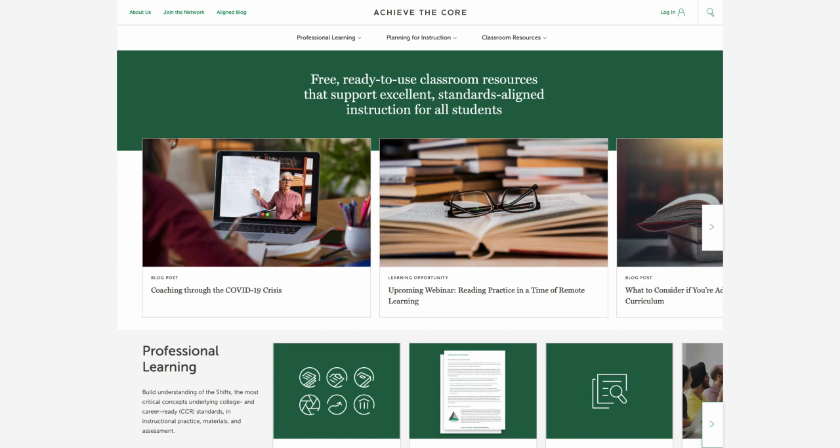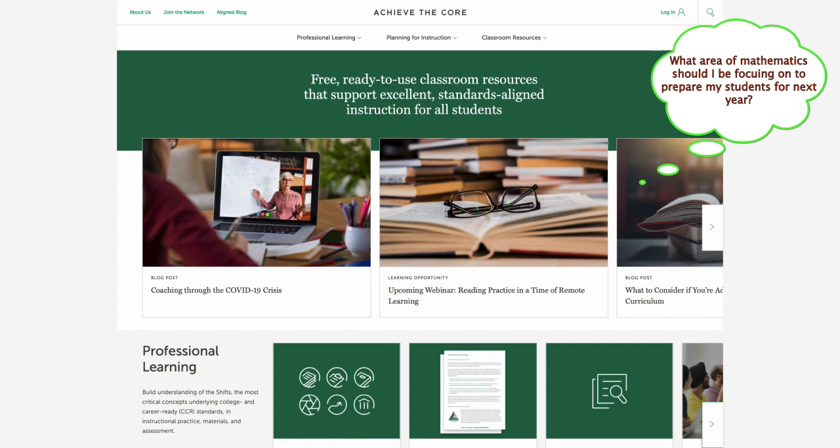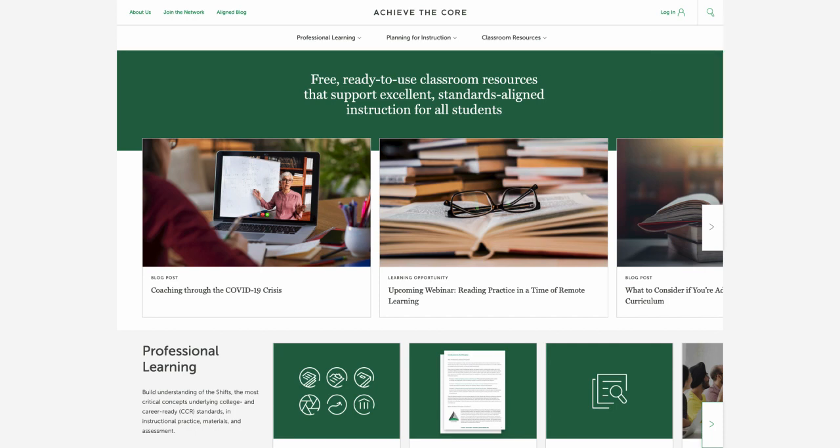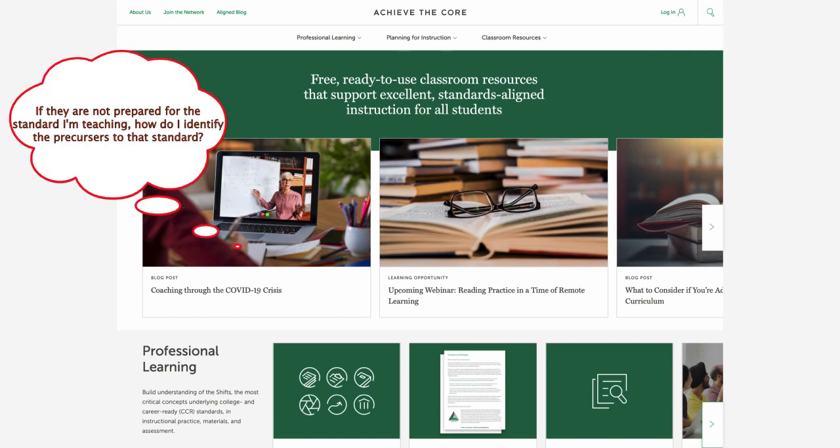And I want to emphasize that these resources are time savers when you're thinking about doing two things. One, what standards or area of mathematics should I be focusing on so that my students are going to be successful next year? And the second is, if they're not ready for the content or standard I'm teaching, how do I know what standard I could teach that would support the student for this standard they're not understanding at the present moment? So let's go ahead and dive right in.